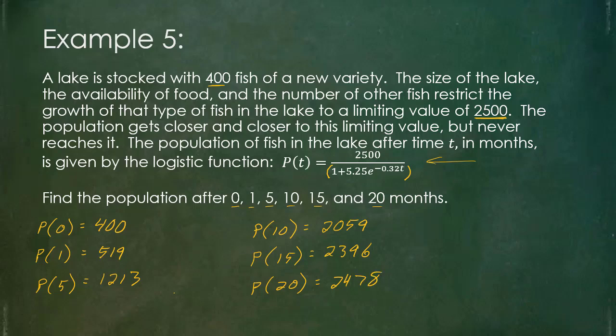So it seems like after almost 2 years, the lake would be at its max capacity of fish before they start slowing down in how fast it's growing. If I were to go to maybe 25, I would expect it to still be relatively close to what it was at 20 because we're getting closer and closer to that 2,500.